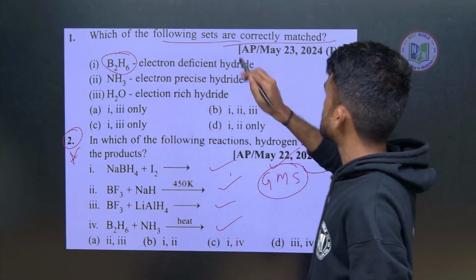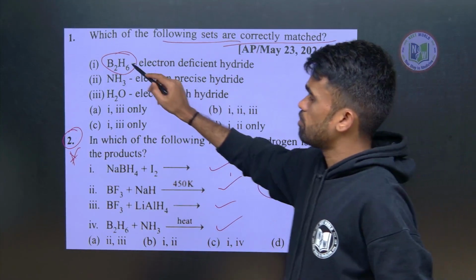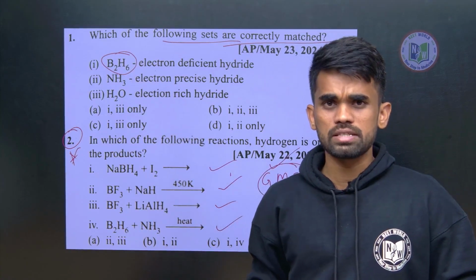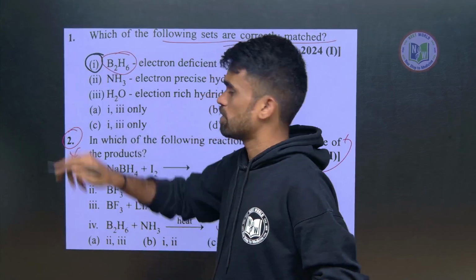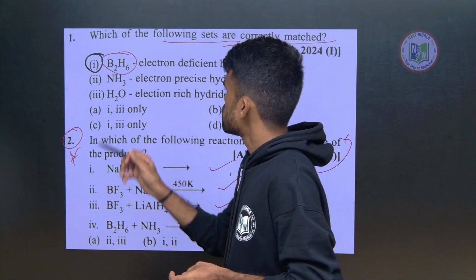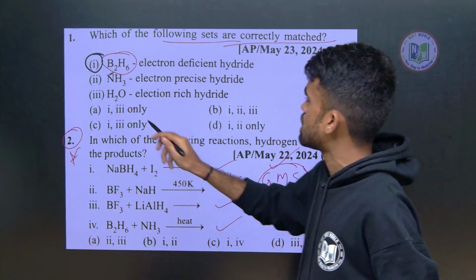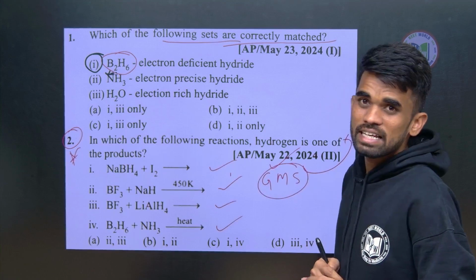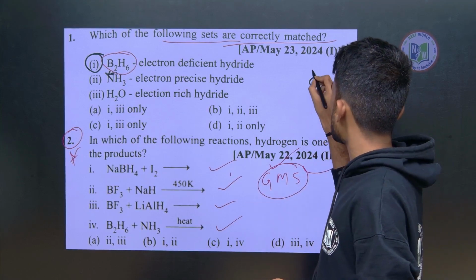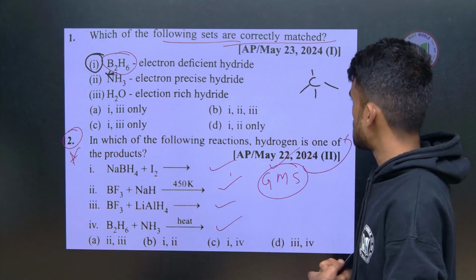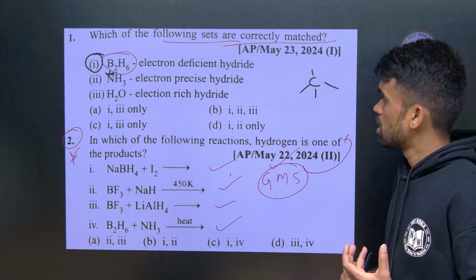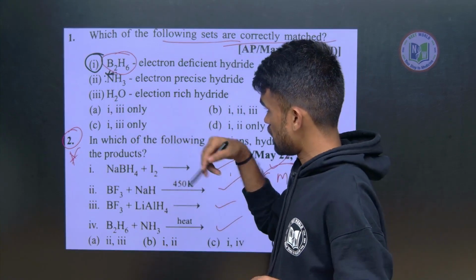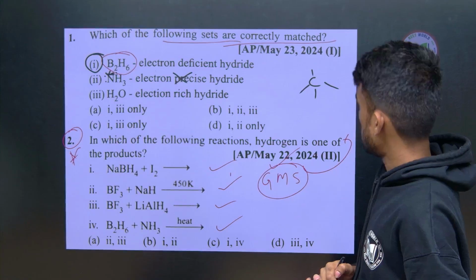Which of the following sets are correctly matched? Now tell me. B2H6 is electron deficient because it is having 3 centered 2 electron bonds, banana bonds we are saying now. It is having electron deficiency, only 12 electrons present in that. Now ammonia NH3 has one set of lone pair of electrons, so that is electron rich, not precise. If all the electrons around the atom are involved in bond formation, we can say that is sufficient or precise. But here a lone pair is present, so I can say electron rich, not precise. So that is not correctly matched.